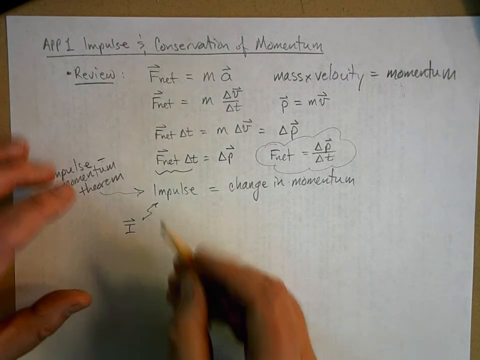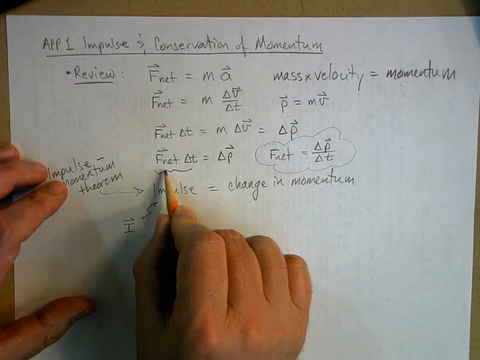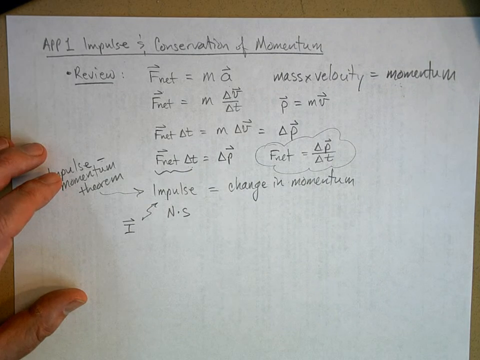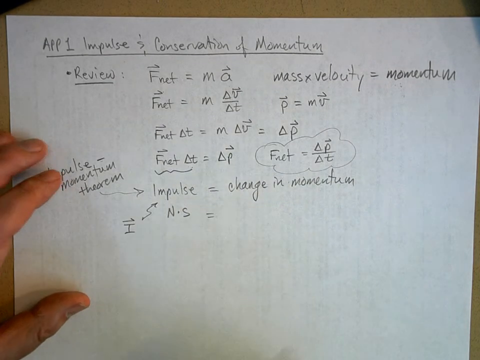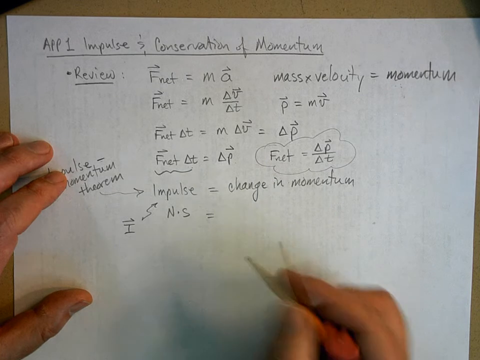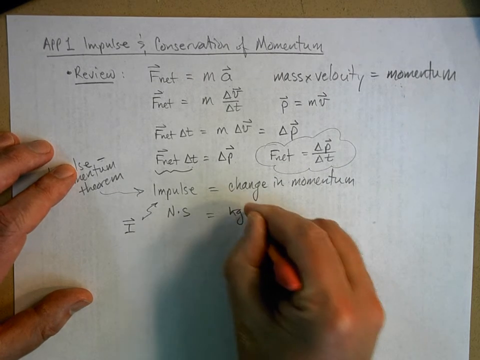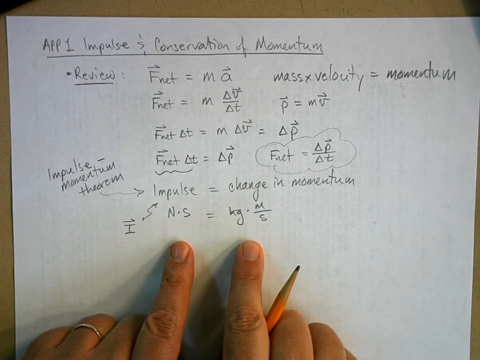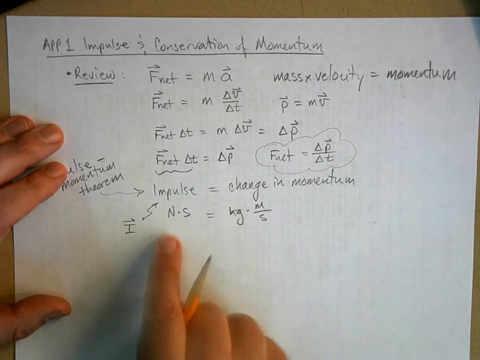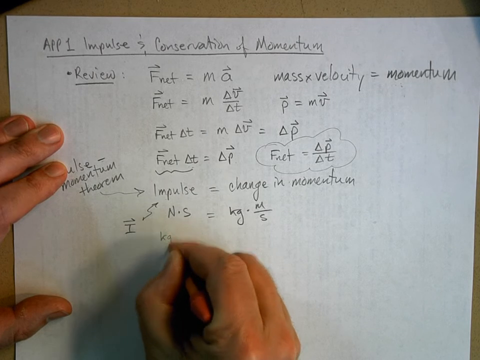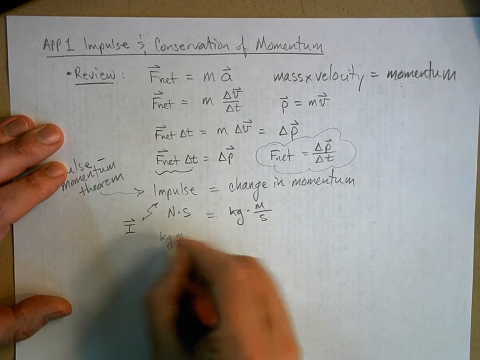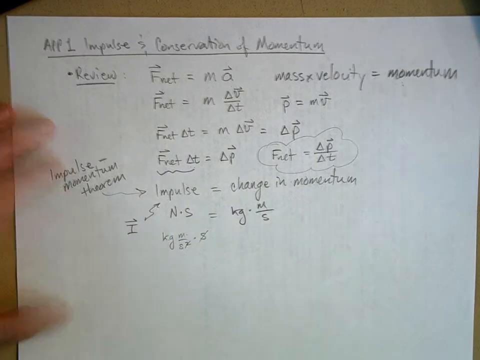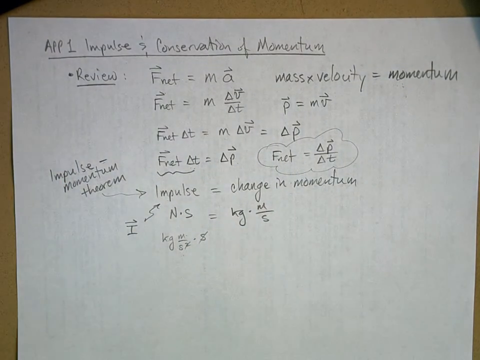Now let's think about units. Well, if I look at impulse, it's a product of force times time. So that's newtons times seconds. But when I look at change in momentum, it's mass times a change in velocity. That's kilograms times meters per second. And these two sets of units are equal to each other. Because after all, what is a newton? It's a mass times an acceleration. Kilogram meters per second squared. If you multiply that by seconds, you get kilogram meters per second. So, yay, the universe works.